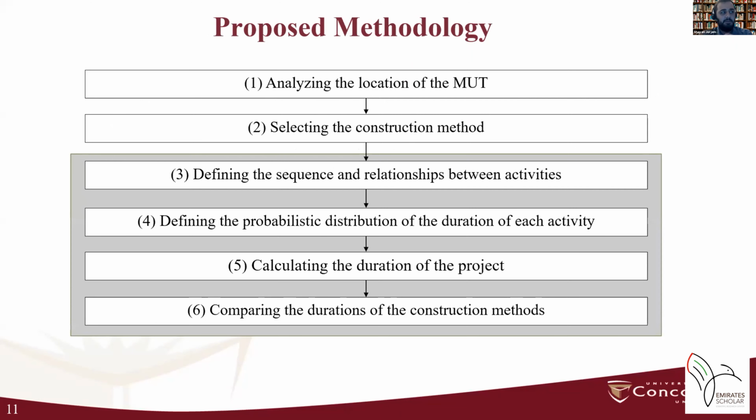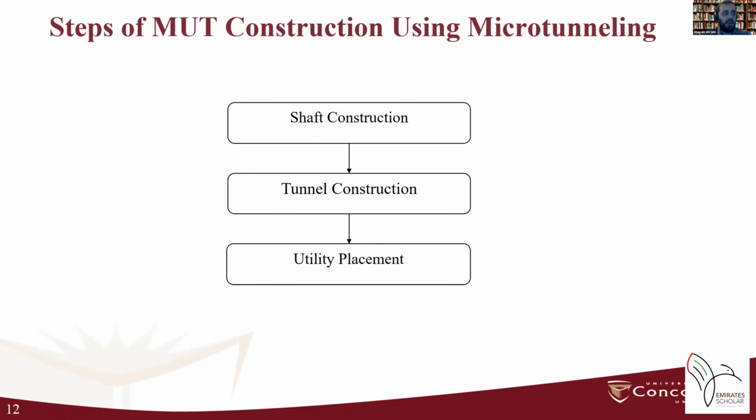To meet the objectives that I mentioned, the proposed methodology is developed in 6 steps: analyzing the location of the MUT, selecting the construction method, defining the sequence and relationships between the activities, defining the probabilistic distribution of each activity, calculating the duration of the project, and comparing the durations of the construction methods. And here I need to mention that in this paper, only the last 4 steps have been done. MUT construction using microtunneling can be divided into 3 main steps, which are shaft construction, tunnel construction, and placing the utilities inside the tunnel. In this paper, we simulated the second step of this method, which is tunnel construction.